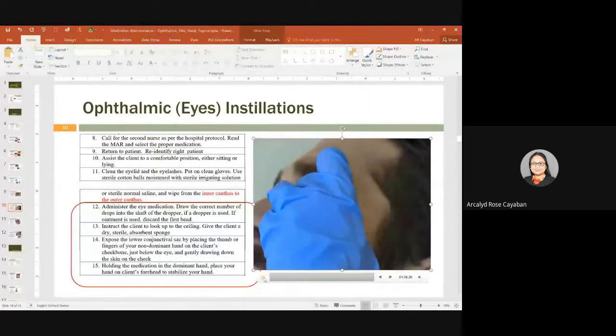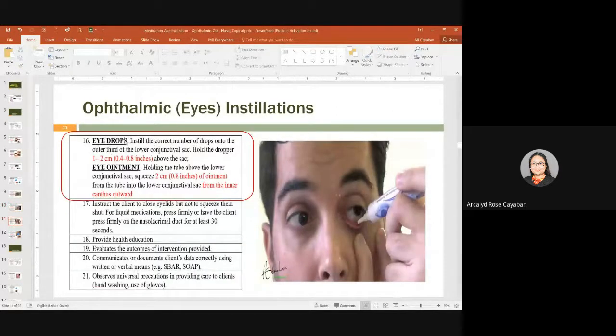Okay. Now, I would like to emphasize that when it comes to eye drops, it depends on the doctor's order, but hold the dropper 1 to 2 centimeter away from the lower conjunctiva or 0.4 to 0.8 inches above the lower conjunctival sac. While for the eye ointment, hold the tube and squeeze 2 centimeter or 0.8 inches of ointment from the inner canthus going to the outer canthus.